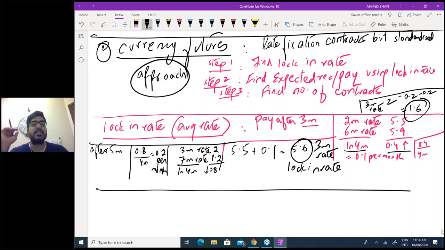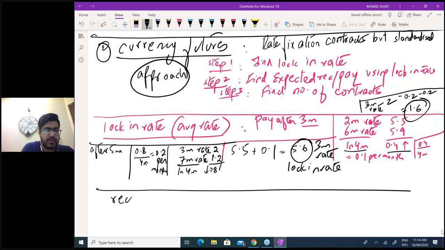So then the next thing is currency futures. In currency futures, there is also a rate fixation contract, but with standardized amounts. You can't get a hedge for your own wished amount. It's standardized. It's a 3-step approach: lock-in rate, the main step, expected receipts or payments using that lock-in rate, and number of contracts. The concept of lock-in rate is done through 2 things: the basis approach and the averaging approach. Averaging approach is easy, that's why I follow that approach. Now, what is this lock-in rate? It's just an average rate.